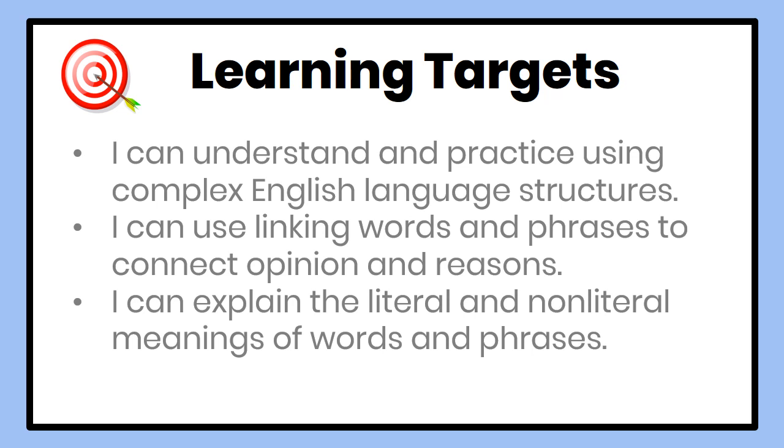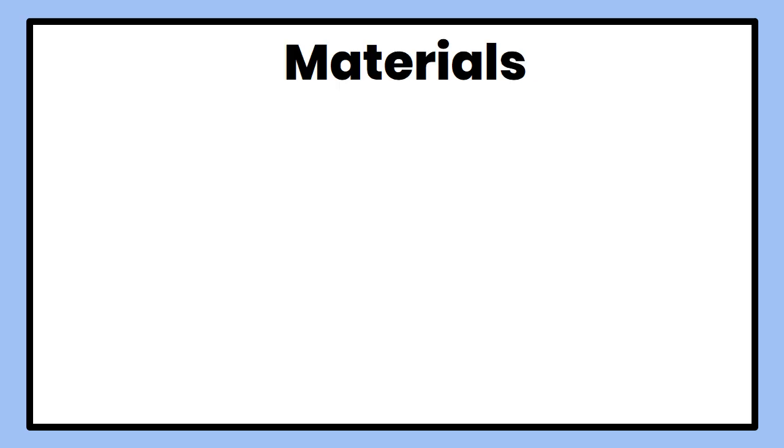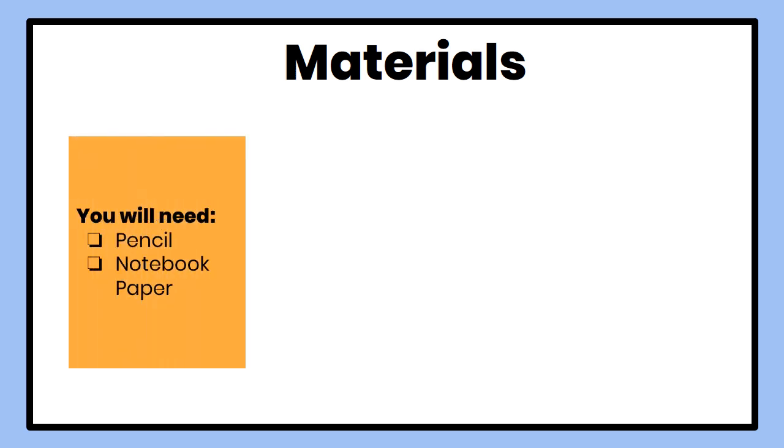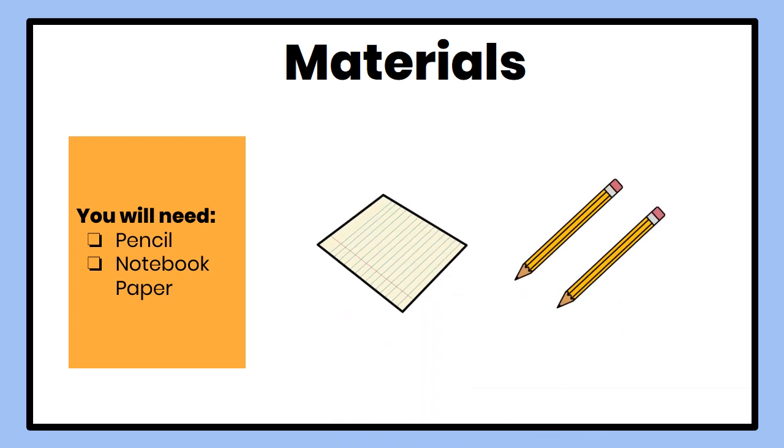How would you rate your mastery of these targets right now? Give a thumbs up, thumbs to the middle, or a thumbs down. Great job. We'll come back to these learning targets at the end of the lesson. I hope by then you'll be able to rate yourself a thumbs up on all 3 targets. For this lesson, you will need a pencil and notebook paper.